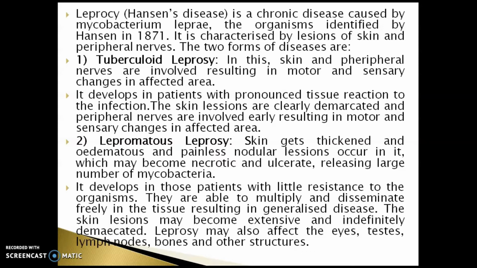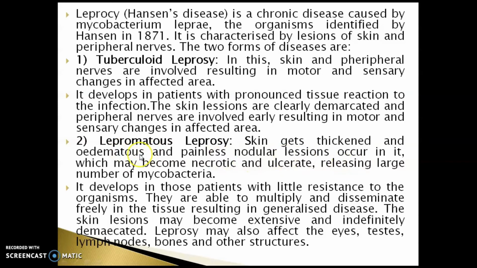There are two forms of the disease. First one is tubercular leprosy. In this, skin and peripheral nerves are involved, resulting in motor and sensory changes in affected areas. It is developed in patients with a pronounced tissue reaction to the infection. The skin lesions are clearly demarcated and peripheral nerves are involved early, resulting in motor and sensory changes in affected areas. Second type is lepromatous leprosy.